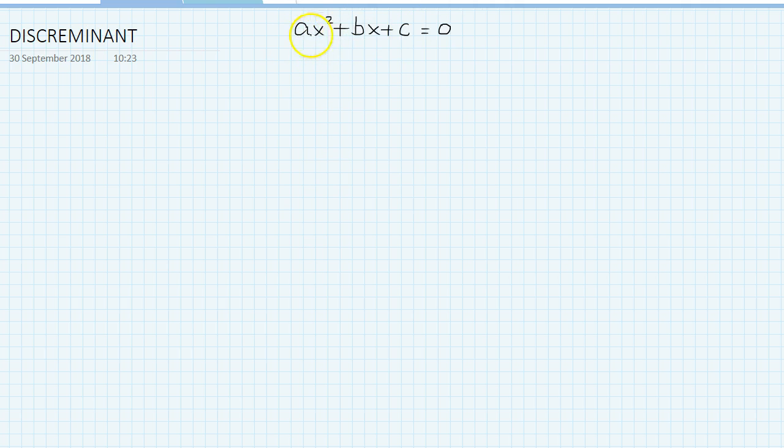If a general quadratic equation is ax square plus bx plus c, then its solution can be given by minus b plus minus root b square minus 4ac over 2a. This is the solution of this quadratic equation.